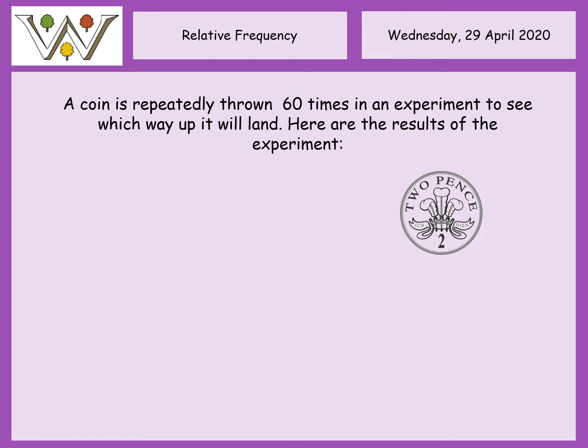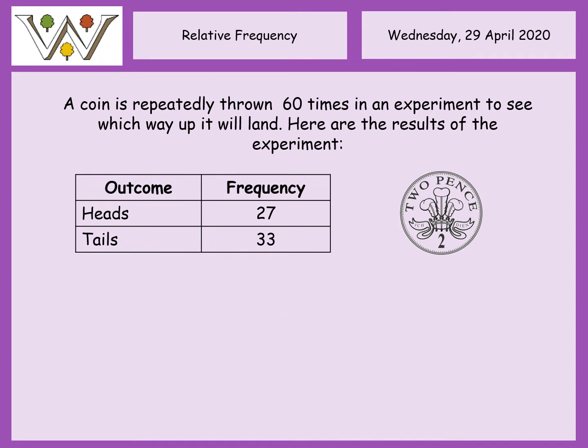What we find though is if you actually do toss a coin 60 times, the chance of getting exactly 30 heads and 30 tails is not actually probably going to happen. So here's an example of throwing 60 times. We've got 27 heads and 33 tails.